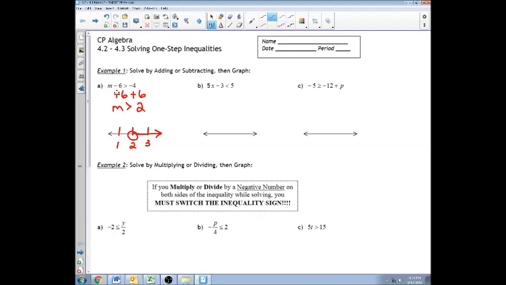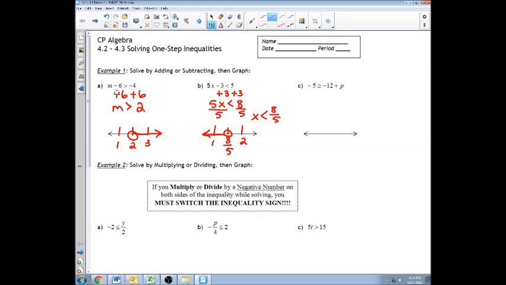All right, on to B, I can just add 3. 5x would be less than 8, divide by 5, so x is less than 8 over 5. Let's think about 8 over 5 and what that actually means. Well, 5 over 5 would be 1, 10 over 5 would be 2. So this is going to fall directly in between 1 and 2, so that would be our 8 over 5. Again, because this is not less than or equal to, I'm just going to make an open circle and follow my arrow because my variable is on the left.